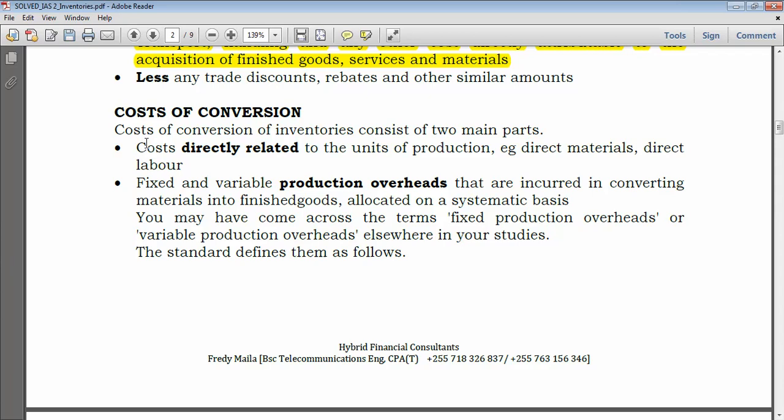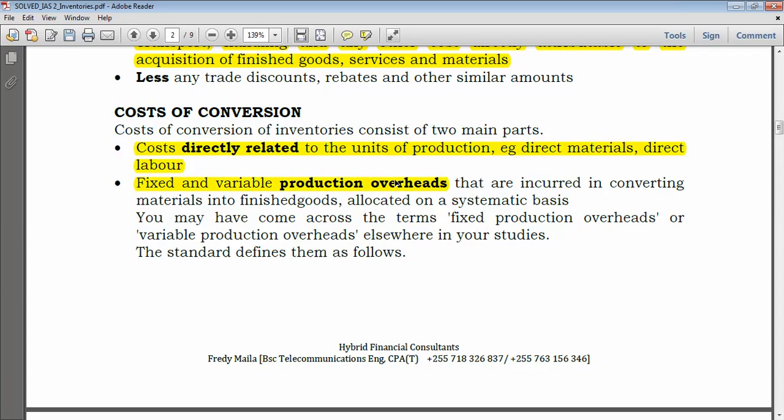Yeah, that's right. That's why we say costs directly related to the units of production, that is direct material, direct labor. All these costs have been written direct. And then we go to the indirect costs. That's why we say fixed and variable production overhead. Overheads means indirect costs. That's the meaning of overhead. Now, that's why I say we have direct costs and indirect costs. So these overheads are just overheads. It doesn't matter whether they are fixed or variable. You have to include them all. That's why you specified fixed and variable.